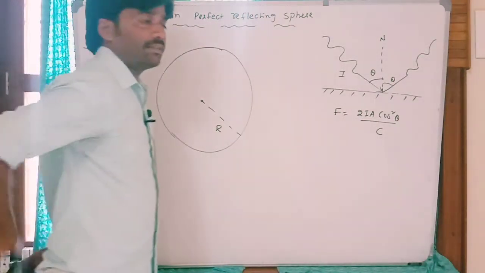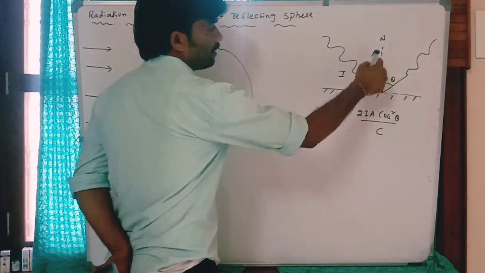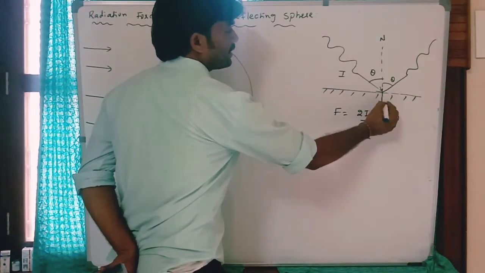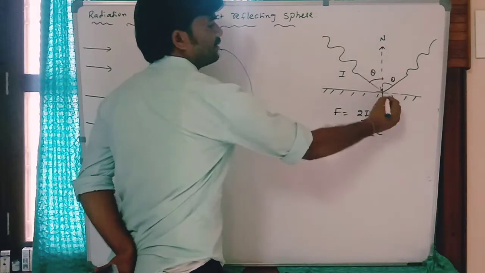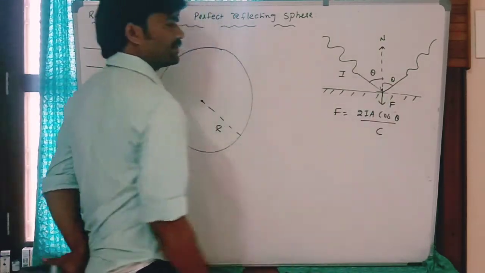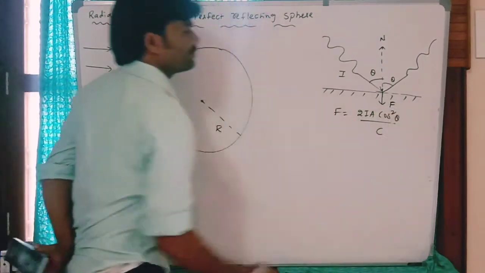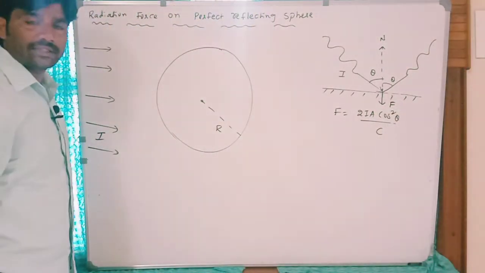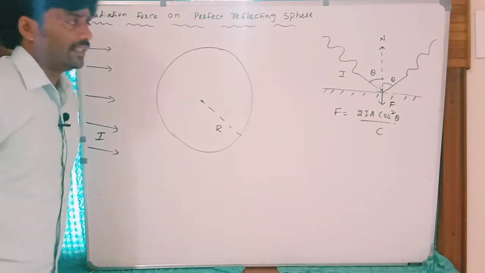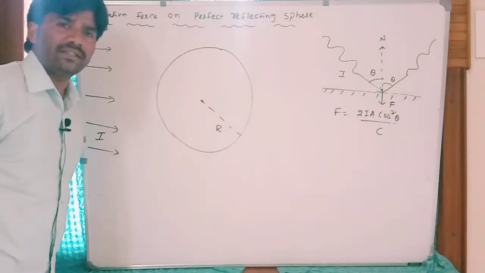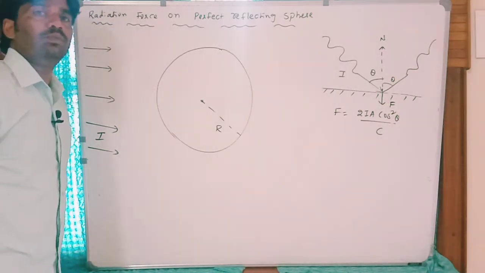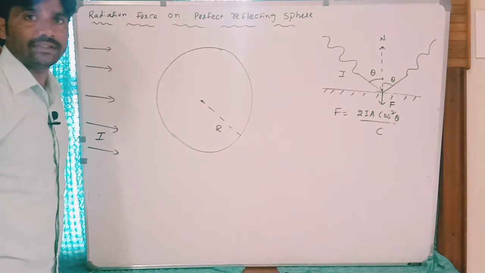What is the direction of the force experienced by this surface? Always perpendicular to its surface, in the direction opposite to this normal. So this is the direction of force. Already we derived this, 2IA cos square theta by C, where theta is the angle made by the direction of radiation with the normal of the surface.